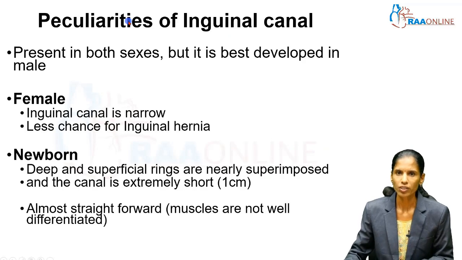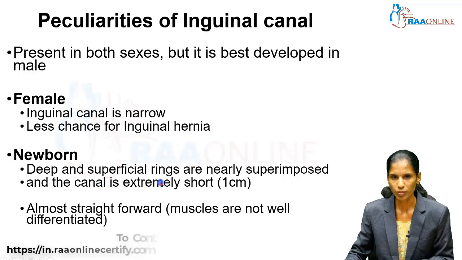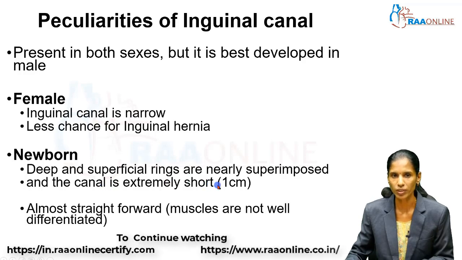What are the peculiarities of the inguinal canal? This canal is present in both sexes, but it is well developed only in the male. In the female, the inguinal canal is narrower, because of which the chances of inguinal hernia are very rare in females. In the newborn, since the anterior abdominal wall is not well developed, both the deep and superficial rings are superimposed on each other. So the canal is extremely short, only about 1 centimeter in length. Because of this, in the newborn the inguinal canal is almost straightforward.